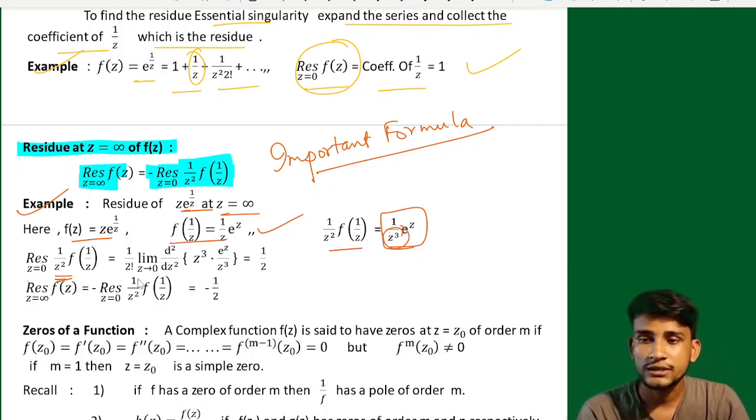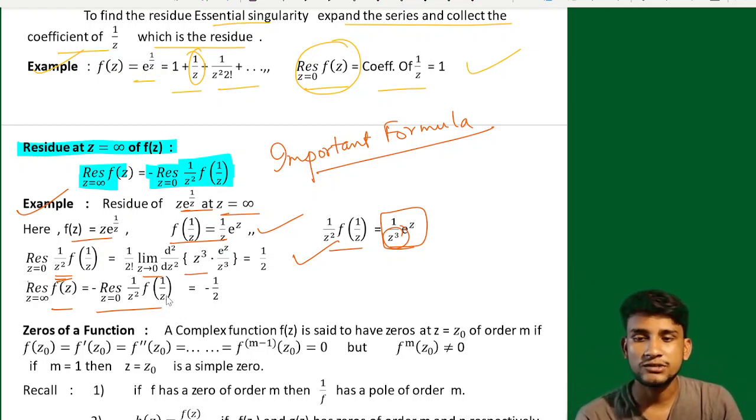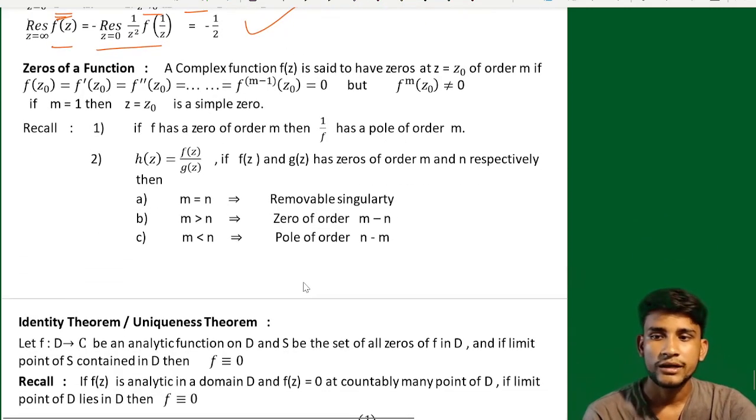Okay, so this is 1 by 2 factorial multiplied by the limit as z tends to z0 of the second derivative of z cube into exponential z by z cube. So this is clearly equal to half. Okay, so the limit as z tends to infinity of f(z) is equal to minus the residue at z equal to 0 of 1 by z square times f of 1 by z, which means 1 by 2.